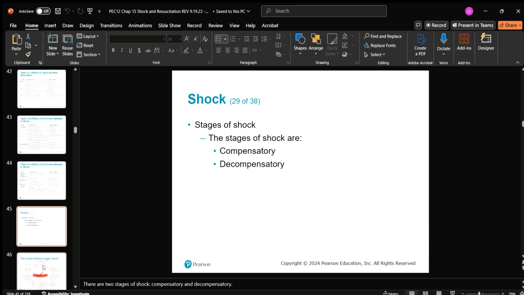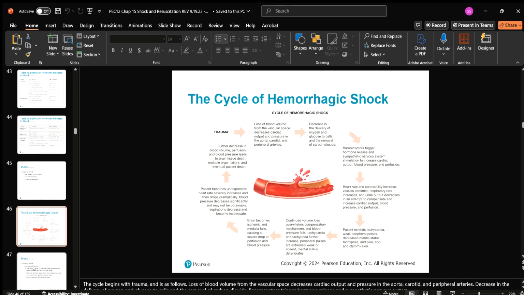All right, the stages of shock. So we talked about the etiologies of shock. We talked about the categories of shock. Now we're going to talk about the stages of shock. There's really a third stage. So we have compensatory, decompensatory. What do you think that third stage is? Irreversible. Irreversible shock. There's just no coming back.